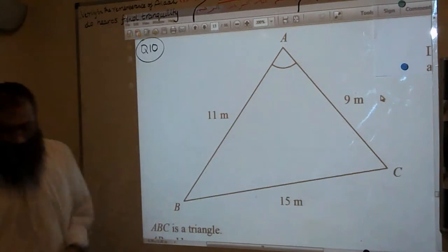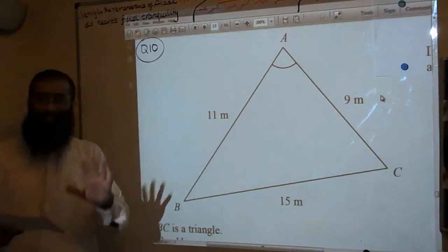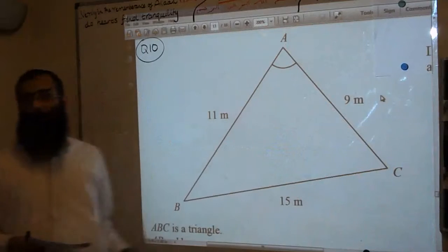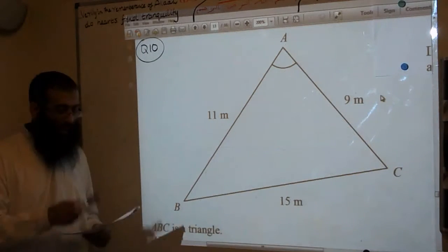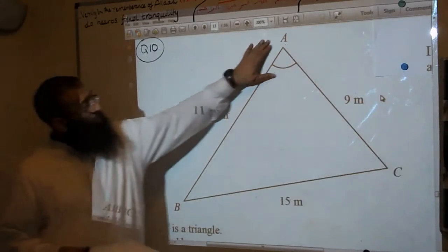Question number 10. I'm going to read it from here. It says on the side here, diagram not accurately drawn. Please do not start measuring angles. A lot of students do that. Diagram not accurately drawn, that's what it means. Don't measure it. So first we're given a non-right-angled triangle here.